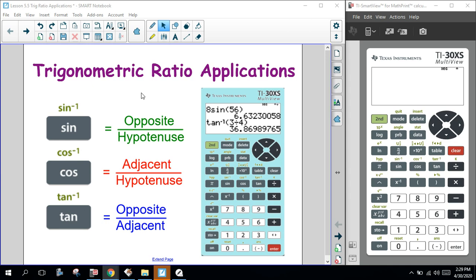We're going to take a look at trigonometric ratios today and some applications that they have. To start with, we know sine is the opposite over hypotenuse, cosine is adjacent over hypotenuse, and tangent is opposite over adjacent, and we're going to use the TI-30 MultiView calculator to help us with our calculations.